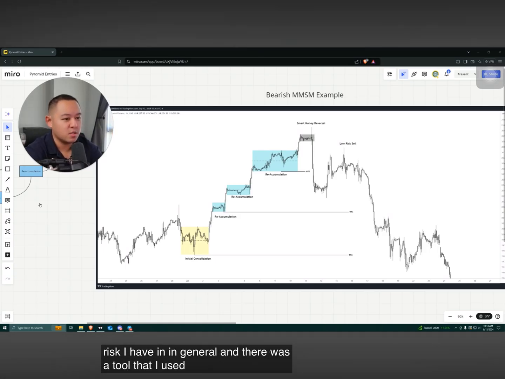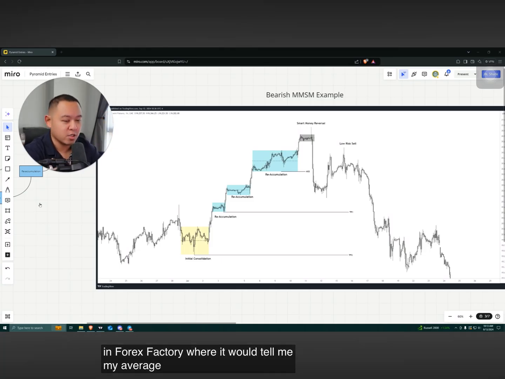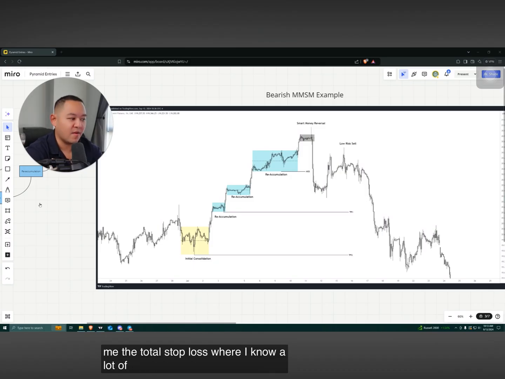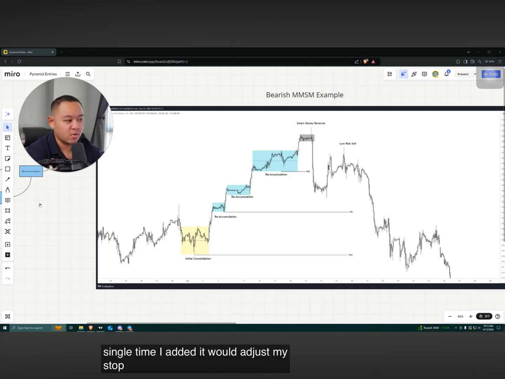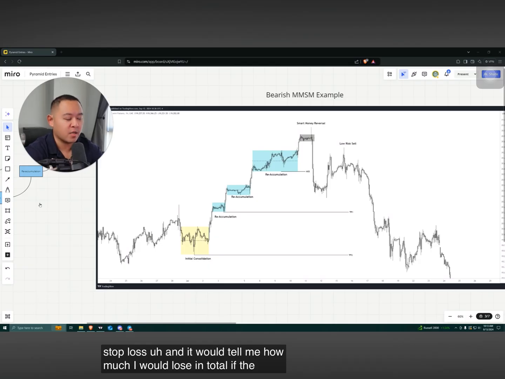There was a tool that I used to use on MetaTrader 4, and I got it from the Sonic R thread in Forex Factory, where it would tell me my average price, and then it would tell me the total stop loss, which I know a lot of platforms don't do. The one thing I liked about it was every single time I added, it would adjust my stop loss, and it would tell me how much I would lose in total if the market came around and stopped me out of all my positions.